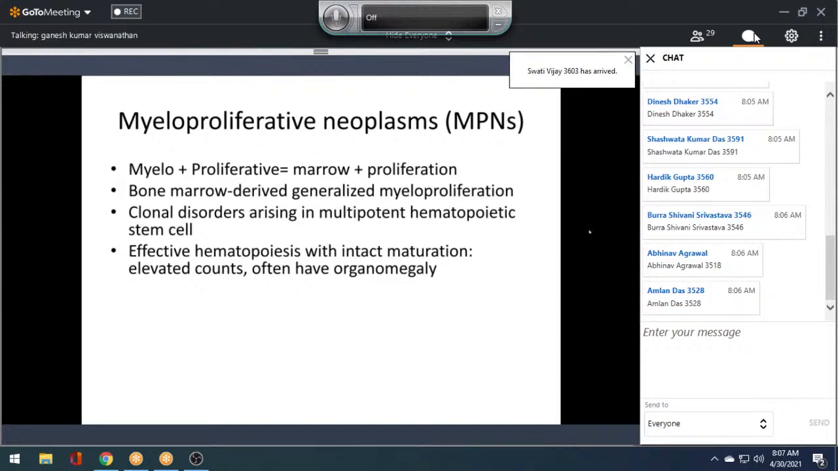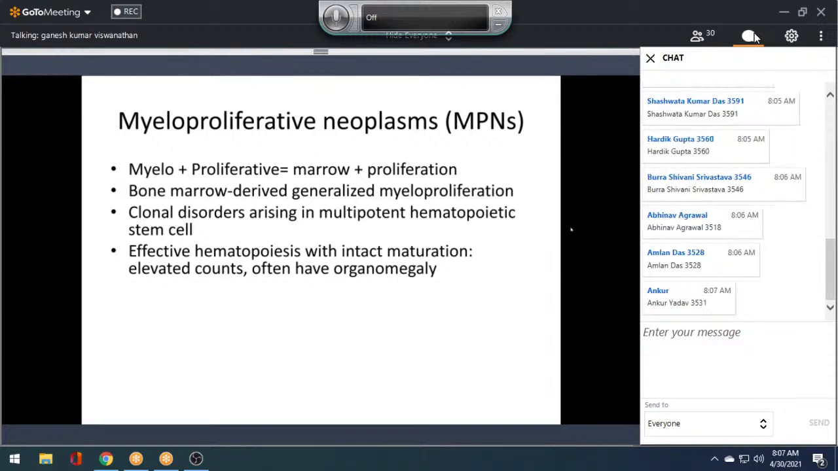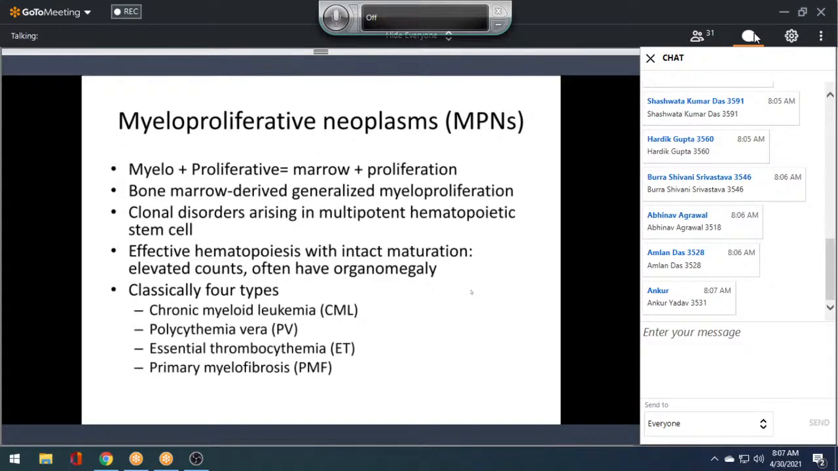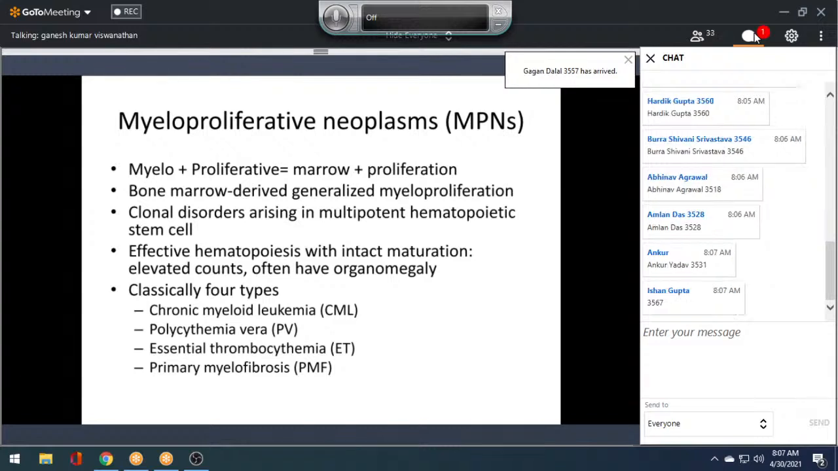As you know, when there is increased cell proliferation, these cells get engorged within the organ systems. The main reticuloendothelial cell organs are liver and spleen. So this results in hepatomegaly and splenomegaly. There are minor subtypes, but mainly there are 4 subtypes of MPNs, or myeloproliferative neoplasms. The most common and most important one is chronic myeloid leukemia, or CML. The other 3 types are polycythemia vera, essential thrombocythemia, and primary myelofibrosis.